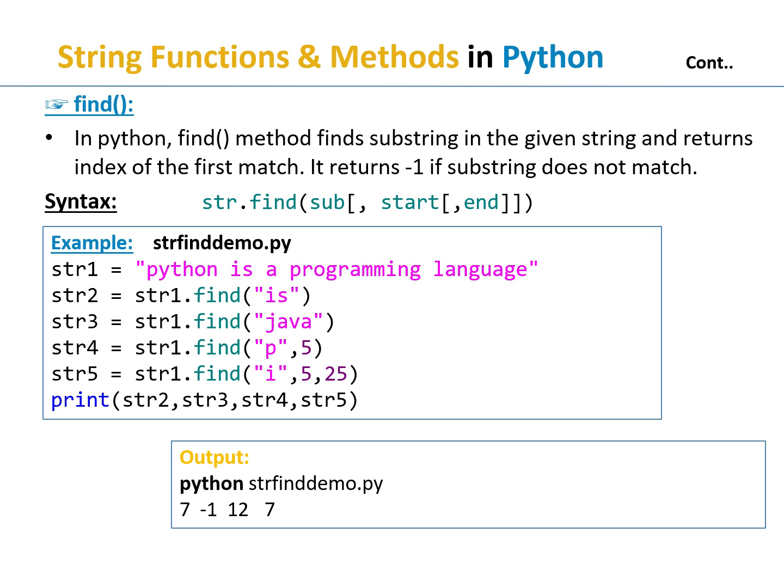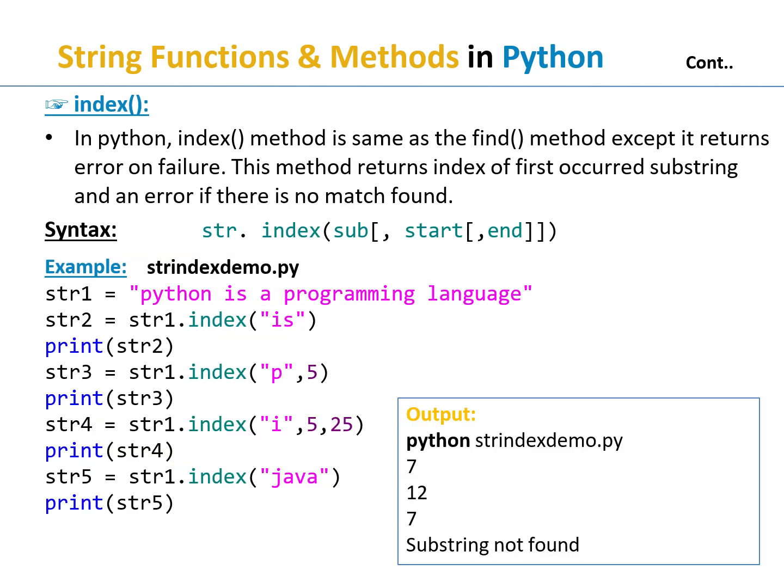And then str4 equal to str1.find("p", 5). It looks for p, but starts searching from index 5. From index 5 onward, in "programming", the first p after index 5 is at index 12. So the output is 12. Then str5 equal to str1.find("i", 5, 25) looks for i only between index 5 and 25. In that range, the first i is at index 7, so the output will be 7.